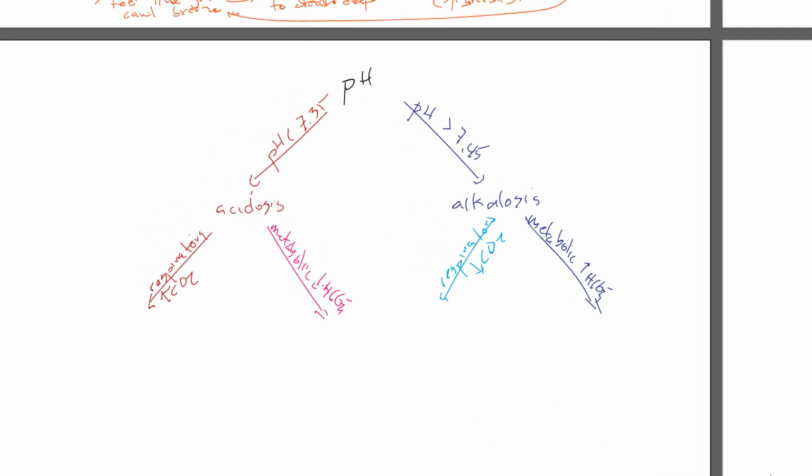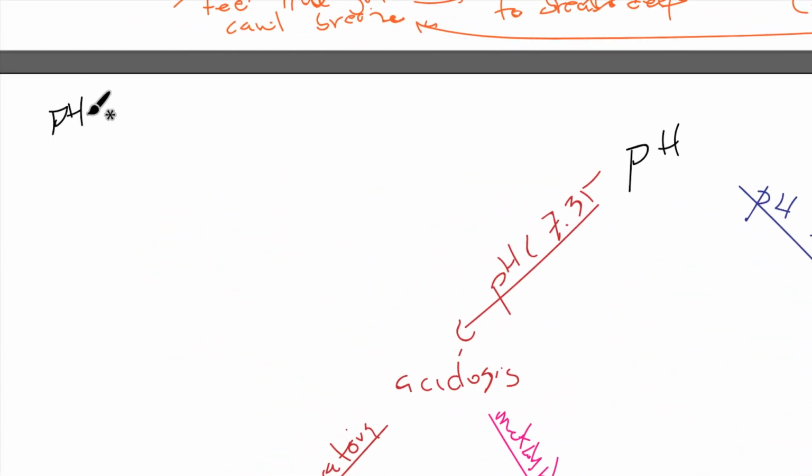So you can see that you've got to worry about 3 levels. Over here, pH. Our scale is, over here we're going to put acidosis, and our scale is 7.35 to 7.45. Those are our limits. And over here, that's going to be alkalosis.